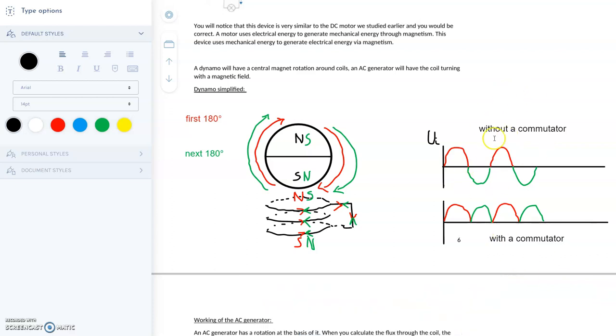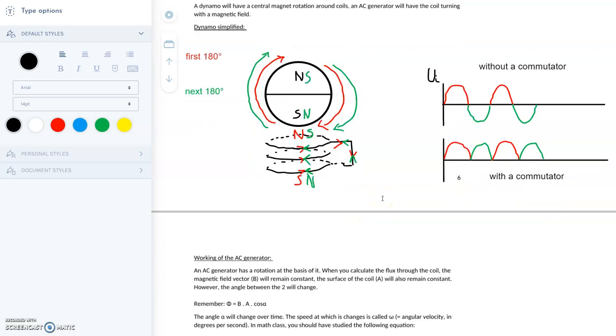In general, the first ones are devices we consider without a commutator, AC generators, while if you have a commutator, it tends to be called a dynamo. This is the sort of thing you more commonly find on bikes, while without a commutator, the generator systems are usually for more high power electricity generation in this case.